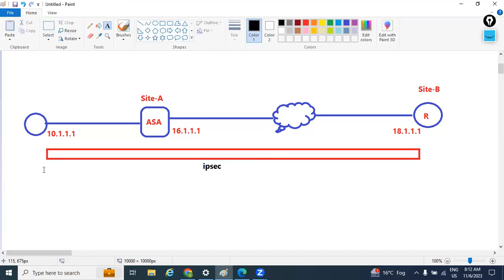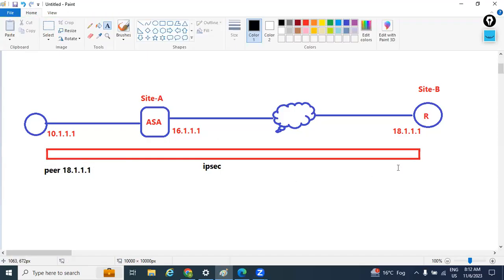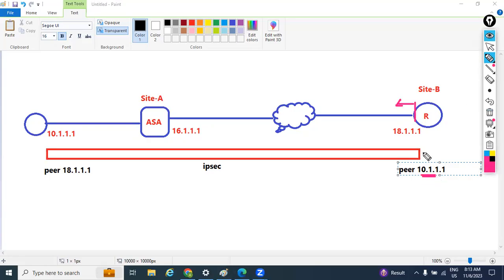So what will be the peer on this side? The peer would be my 18.1.1.1. And guys, what would be the peer on this side? 10.1.1.1, exactly. Peer means the destination of my tunnel, the other end of my tunnel. But 10.1.1.1 is not routable over the ISP. So let's consider if this side starts the communication and the first message itself goes to 10.1.1.1, the packet would be dropped.